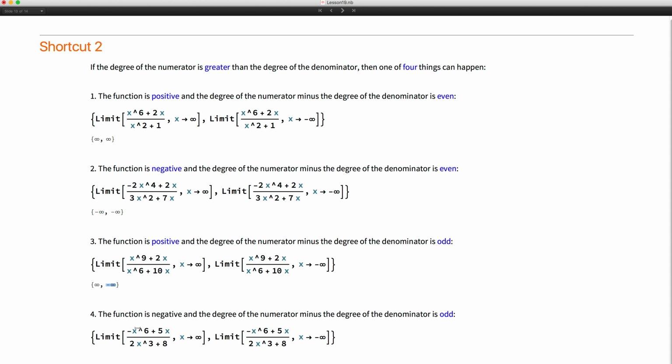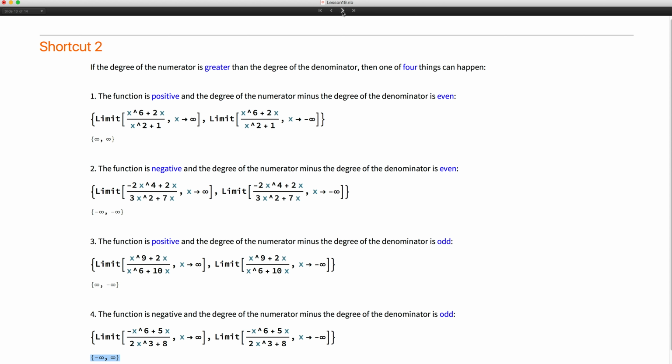And finally, if the function is negative for large values of x, then you see that you get the opposite behavior. After all, when x is large, the negative sign becomes important. So you get negative infinity over here and positive infinity over there. So there are four combinations: both infinity, both negative infinity, and one of them infinity and the other negative infinity, and then the other way around.